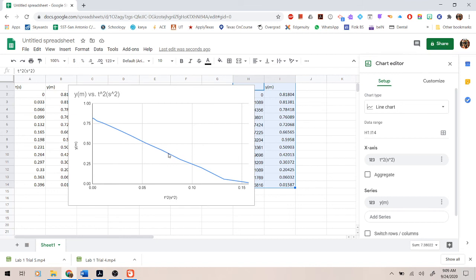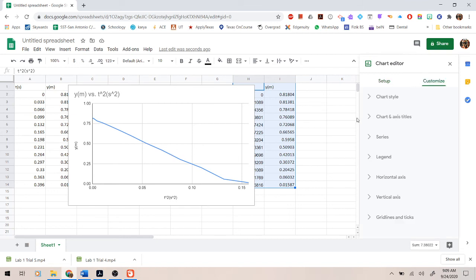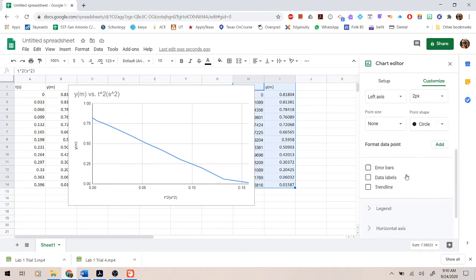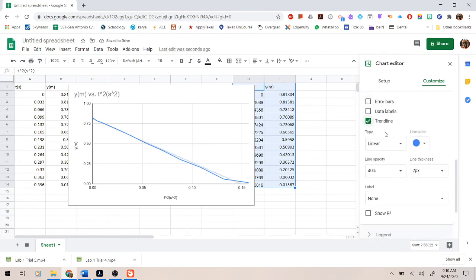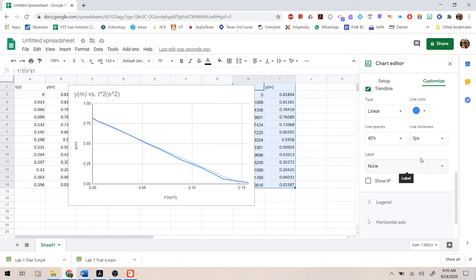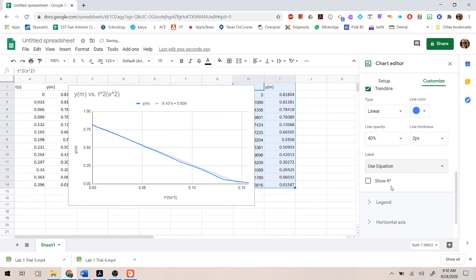There are a couple of ways, but I think the simple one is go to Customize and then Series, and then you're going to go to Trendline. Once you click on the trendline, the type is linear, so you don't need to do anything with it. And then you need to select labels and use equations. All right, now you have the equation right here.